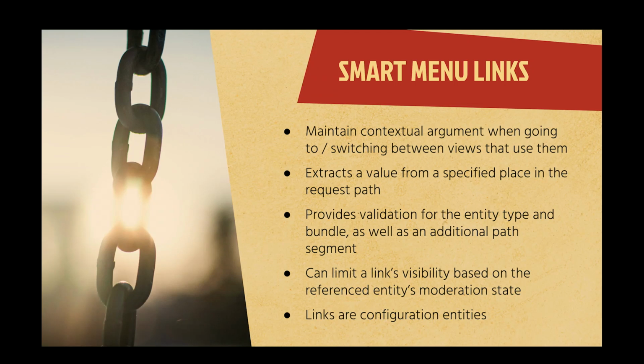So as an example, if I was on the 2024 MidCamp website, looking at a list of sponsors, if there was a link to sessions, it should similarly show a list of sessions for the 2024 MidCamp as opposed to the current year's or something like that. So the idea is to try and keep the context of where the user is, and that's where the Smart Menu Links idea came from.